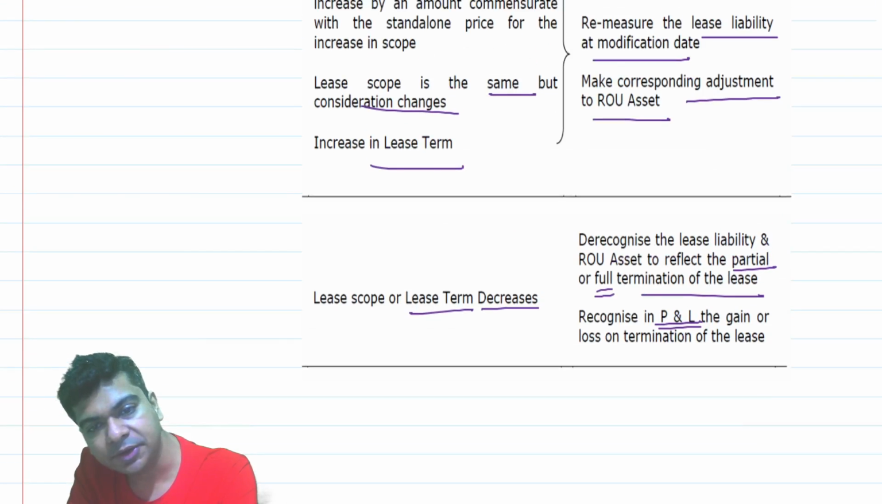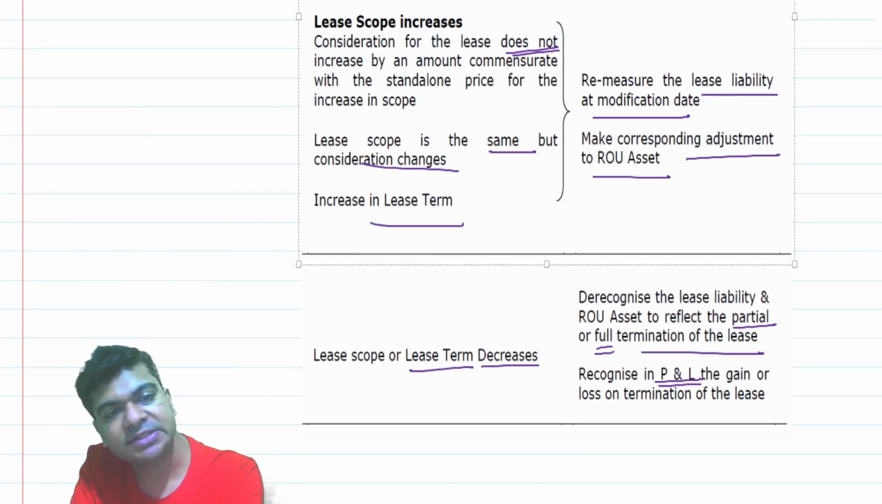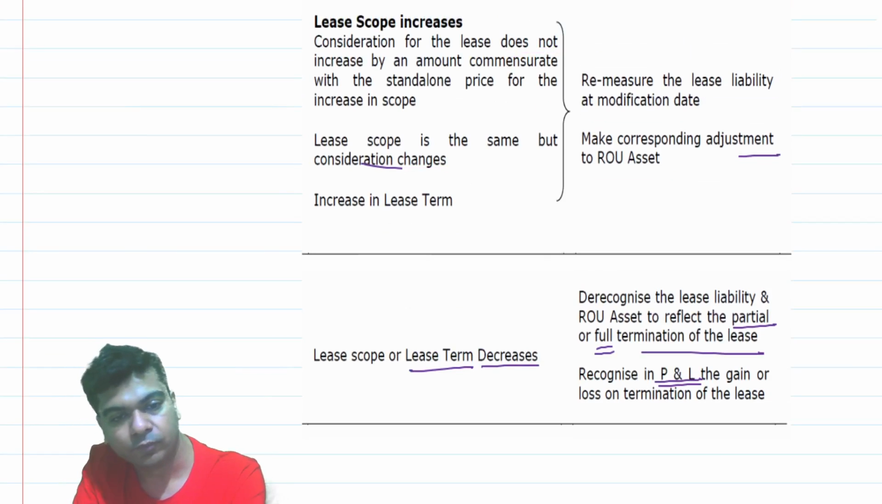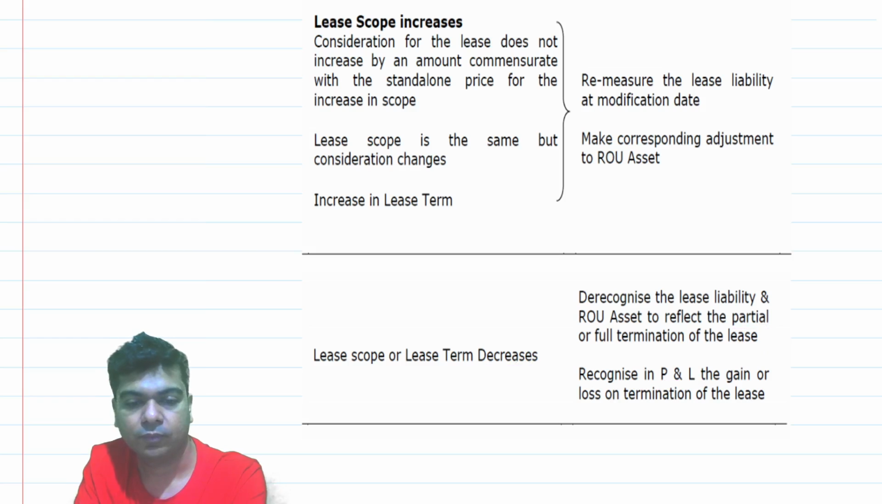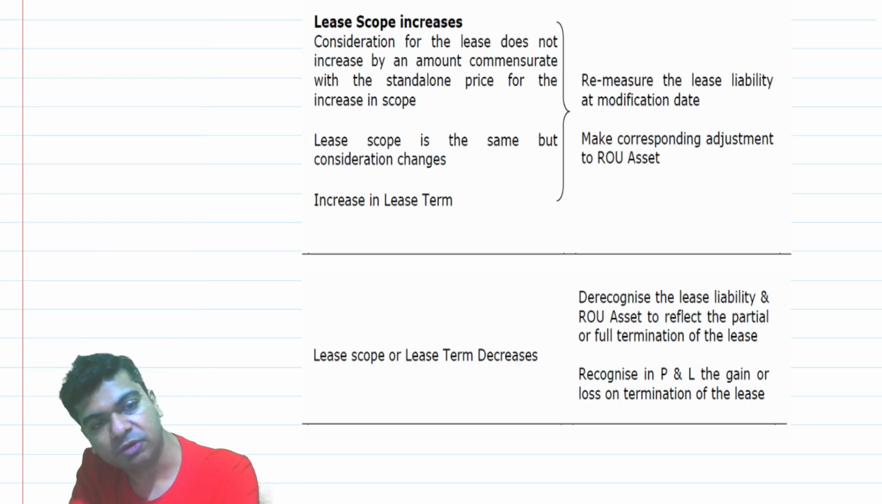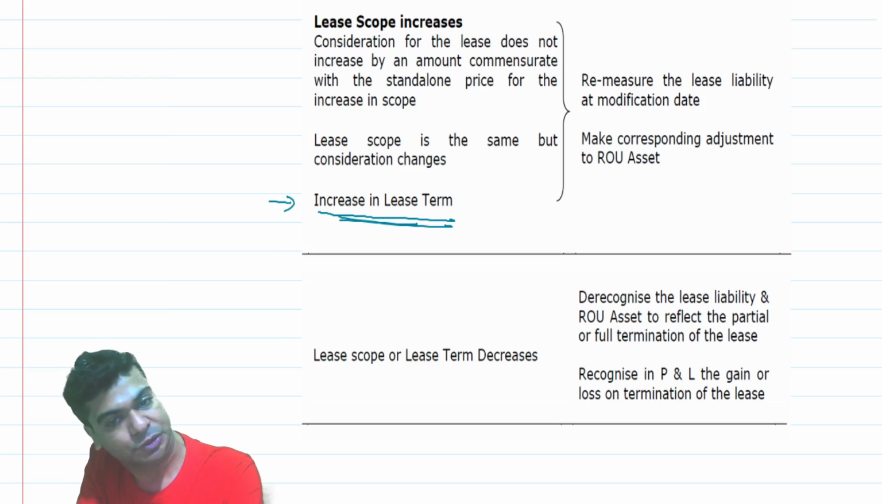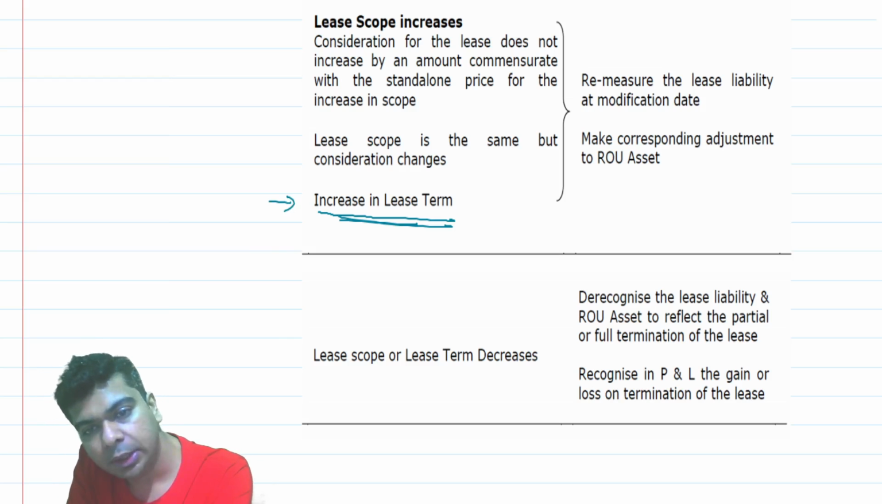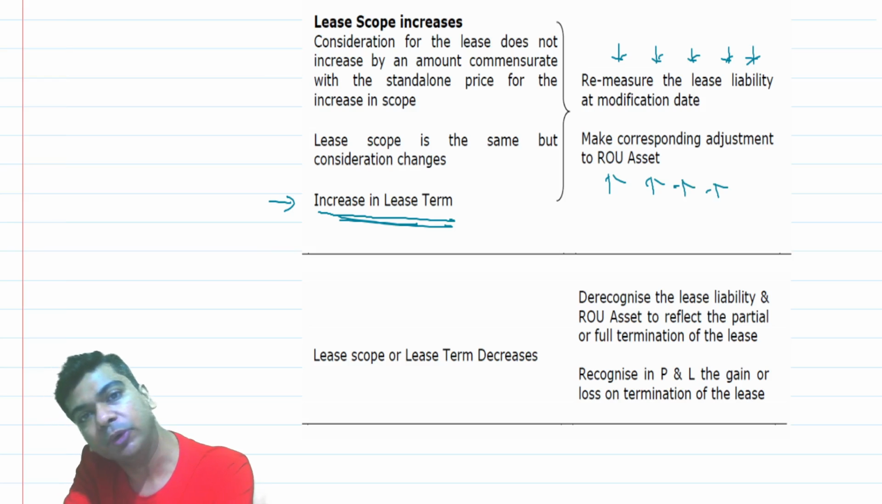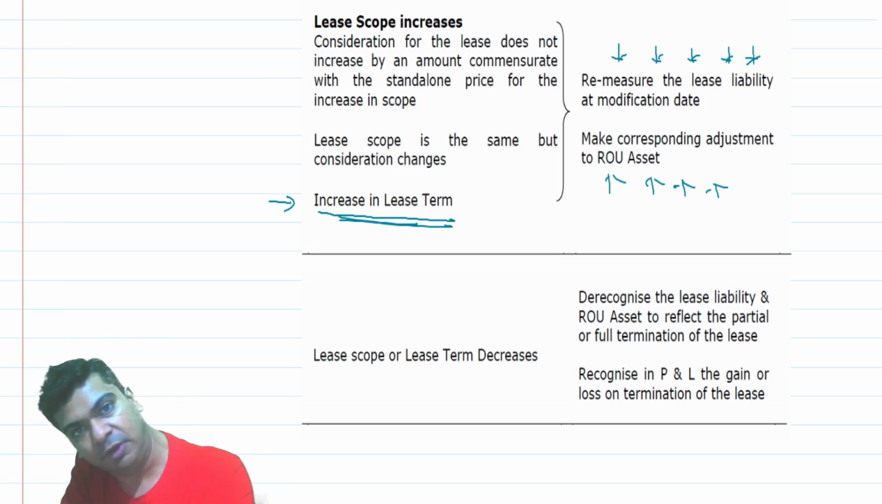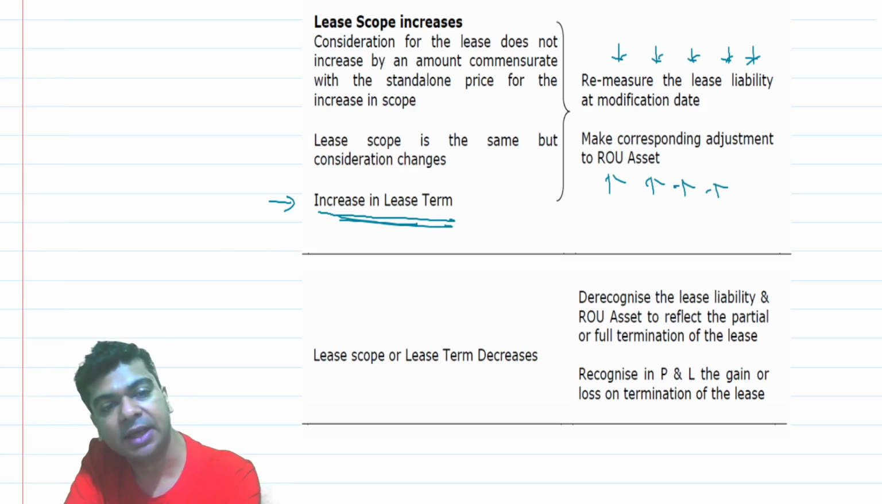I'll show you that. Here it is. The case that we are doing, let me just clear this thing a bit. This is what we are discussing, right? This is where it is falling. Increase in the lease term. This is the case that we are solving. What should you do? Remeasure the lease liability and make corresponding adjustment to the ROU asset. How that will be done? That's what we will study now.